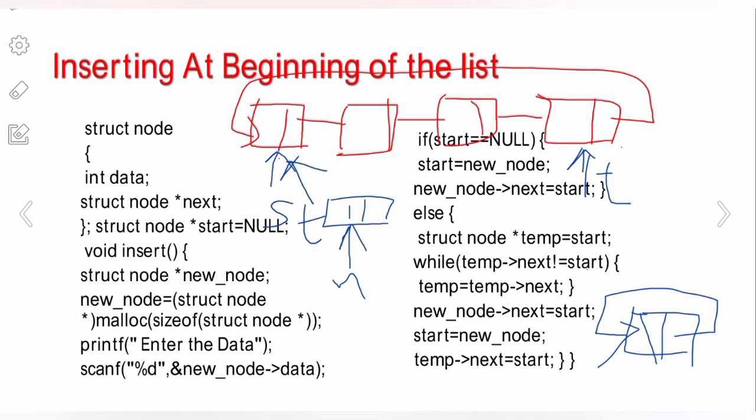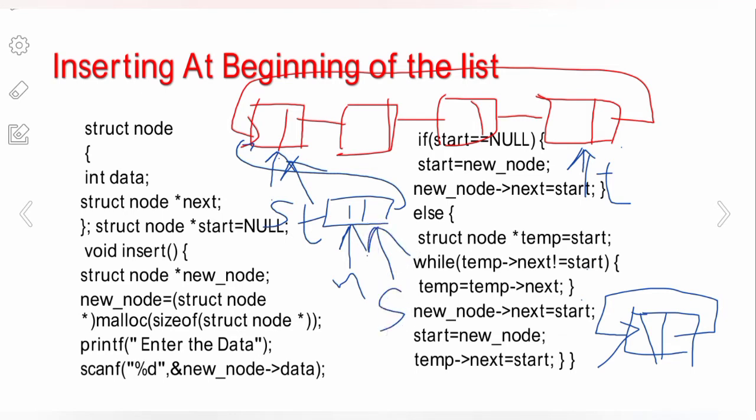And new node implies next equals start. Here we have reached the temp pointer at the last node, so this condition will fail and we come out of the while loop. Next, new node implies next equals start, so the next value of the new node points to start, and the start pointer will point to the new node.